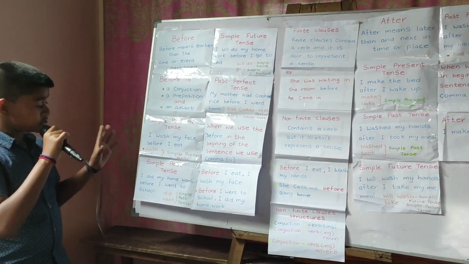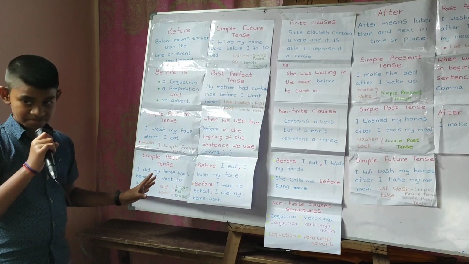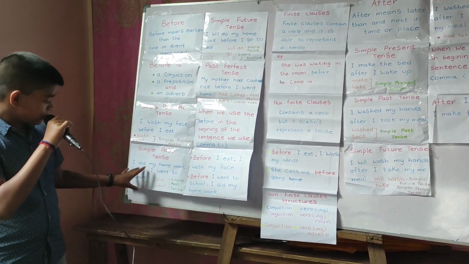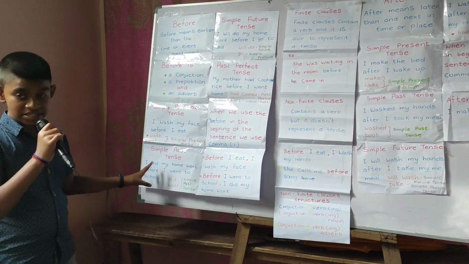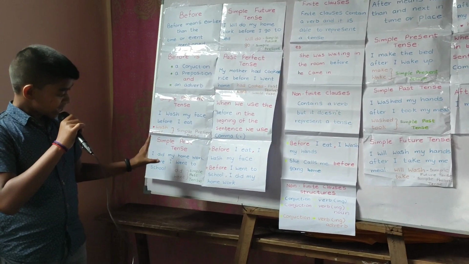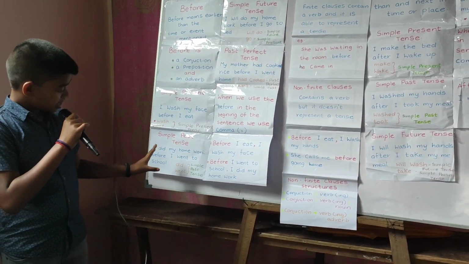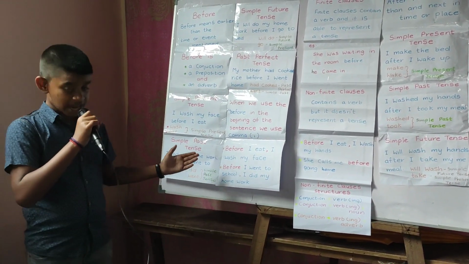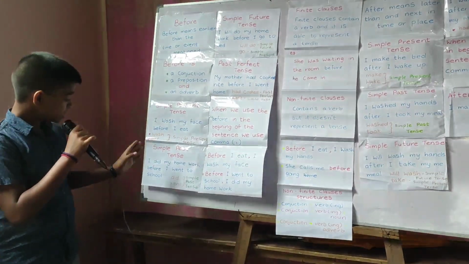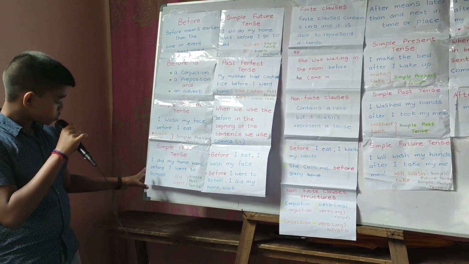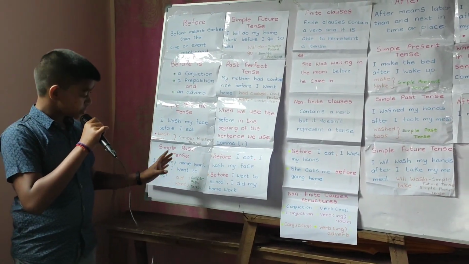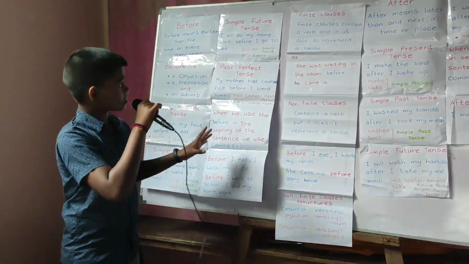Now, how to use before with simple past tense. For example, I did my homework before I went to school. In this sentence, you can also see there are two main actions and two verbs. In the first part, I did my homework, did is a verb. In the second part, I went to school, went is also a verb, and these two verbs are simple past tense.